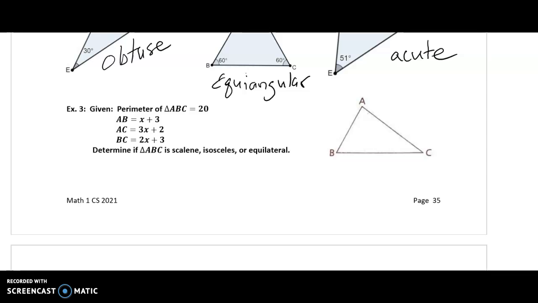All right, so again, we need to make sure that we are writing an appropriate equation for this particular problem, because it's about perimeter, and that means it's about the sides. So let's see what you can do in terms of determining if this triangle is scalene, isosceles, or equilateral.